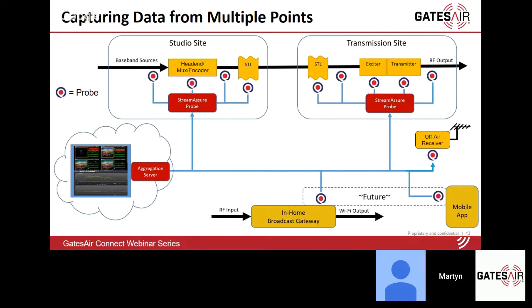And then beyond that, you could even have an off-air receiver or some other app that's connected downstream from the received signal to see if there's a problem down there as well. And all of this needs to be aggregated into a server and then displayed somehow.